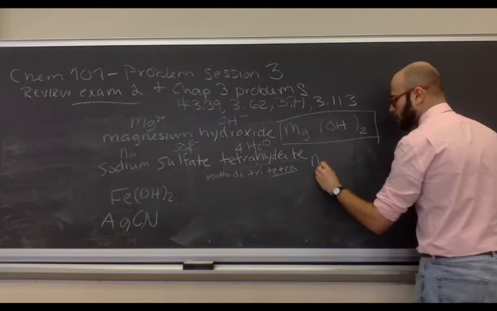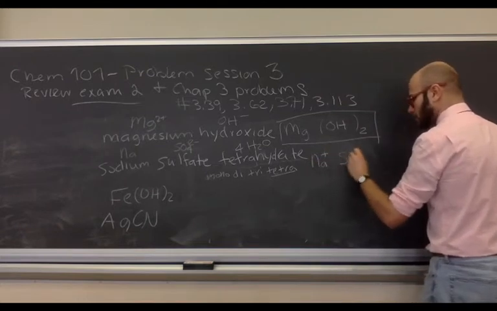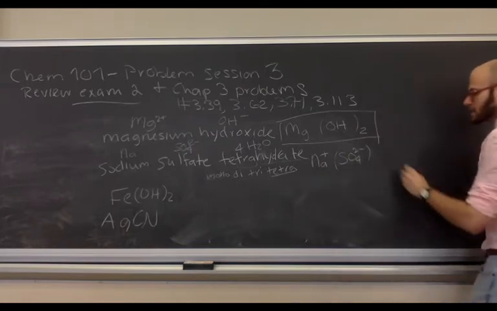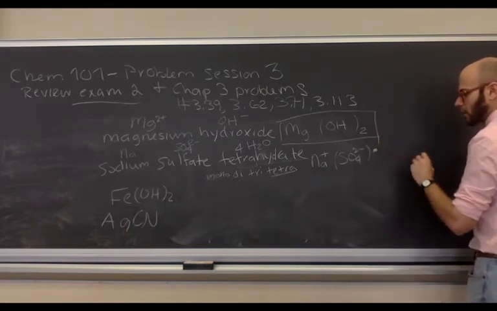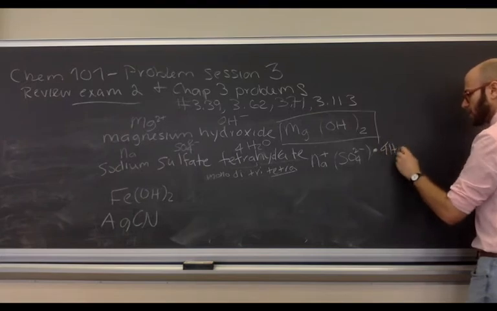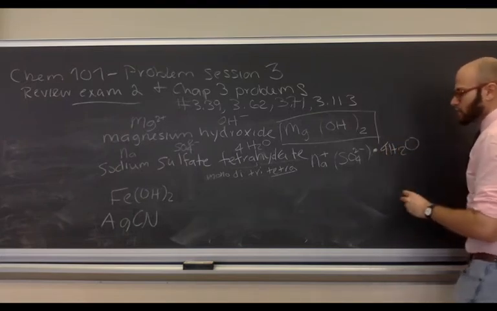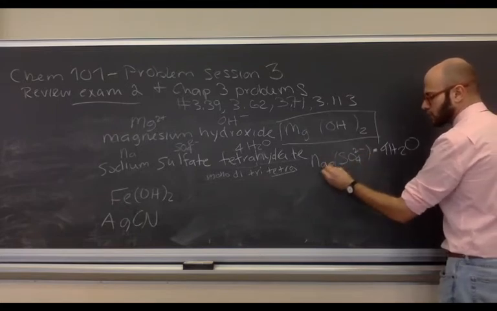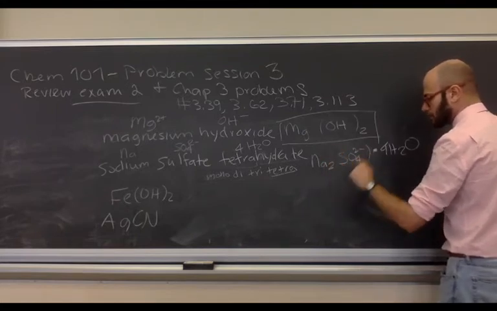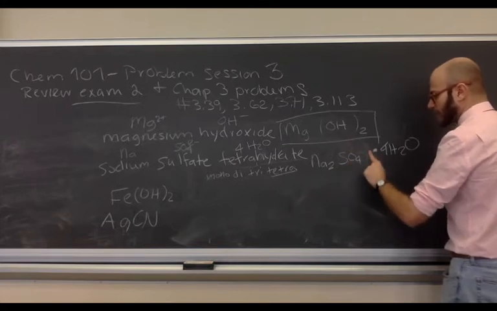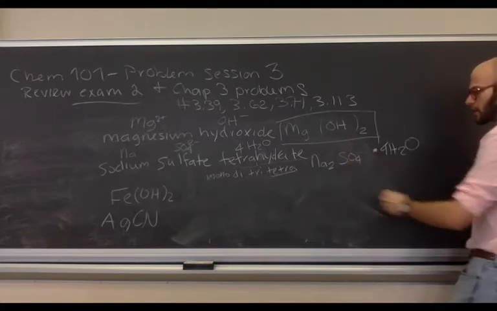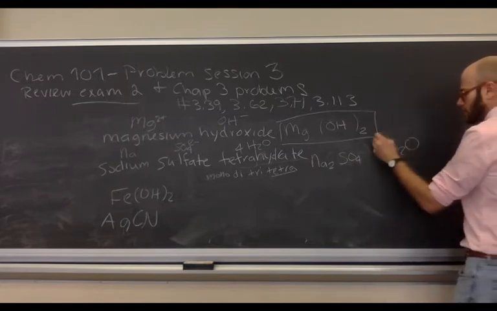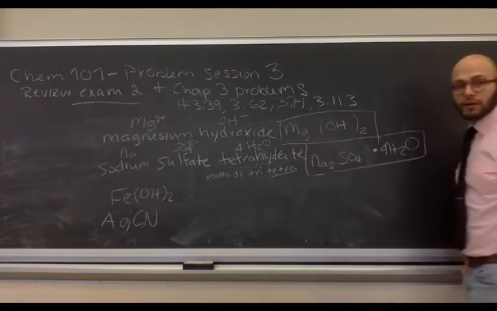And so now again, we're going to just come and put everything together. I'll put this in parentheses just so that we remember that it's one piece. And then we're going to use that kind of large period and the 4 waters to cap it off. And so we again see that we have a +1 but a -2. So let's do 2 of the sodium to balance out that sulfate. And here we have sodium sulfate tetrahydrate. So this is your answer here.